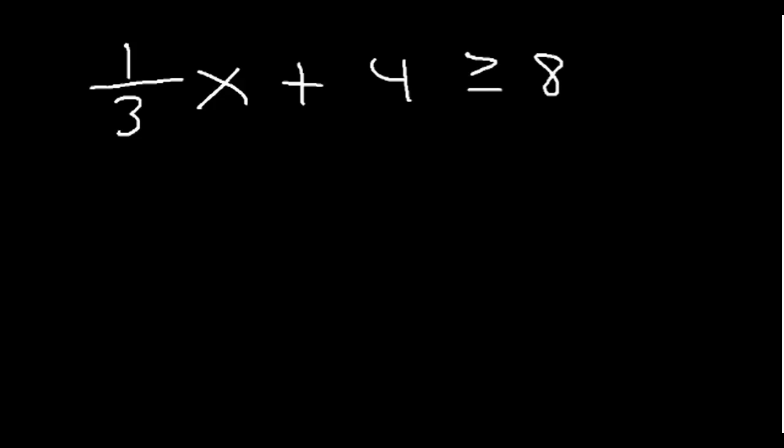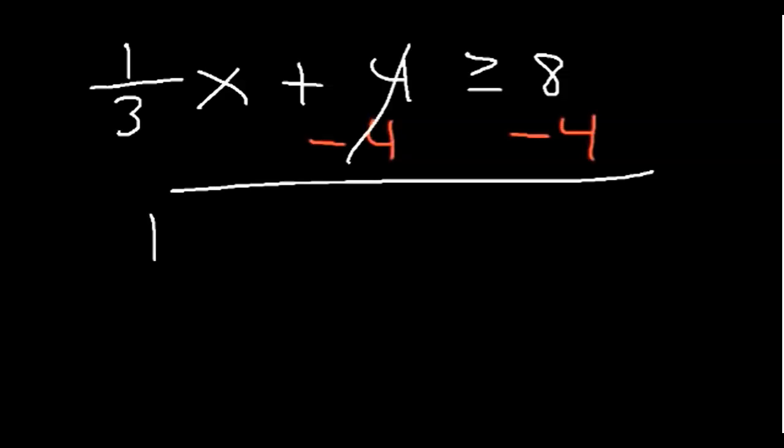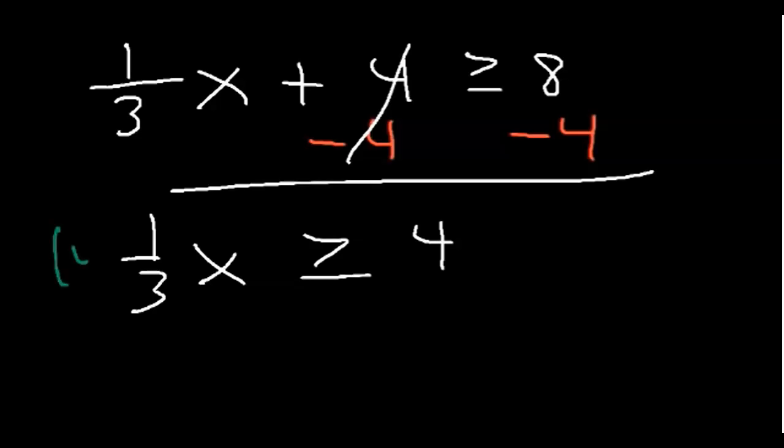Let's try another example with fractions. 1/3 x plus 4 is greater than or equal to 8. So in this example, let's subtract 4 from both sides. So 1/3 x is greater than or equal to 8 minus 4, which is 4. Now let's multiply both sides by 4. I mean, not by 4 actually, by 3.